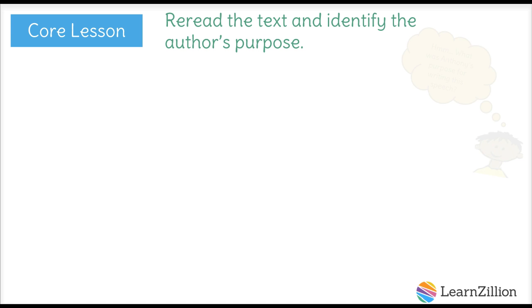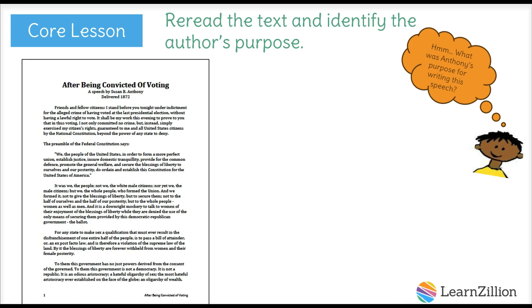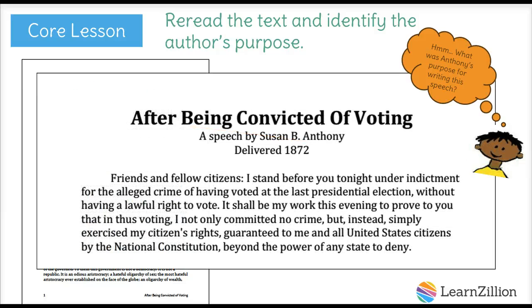Our first step is reread the text and identify the author's purpose. So we go back to our text. Often in persuasive writing, the purpose or claim is written right in the first paragraph, so that is where I'm going to begin rereading. I will read aloud and you can follow along. Remember, we are thinking about Anthony's purpose. I will highlight the text when I find evidence of this.